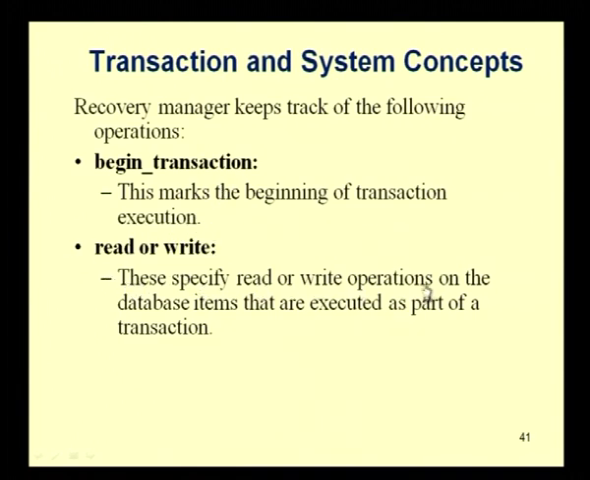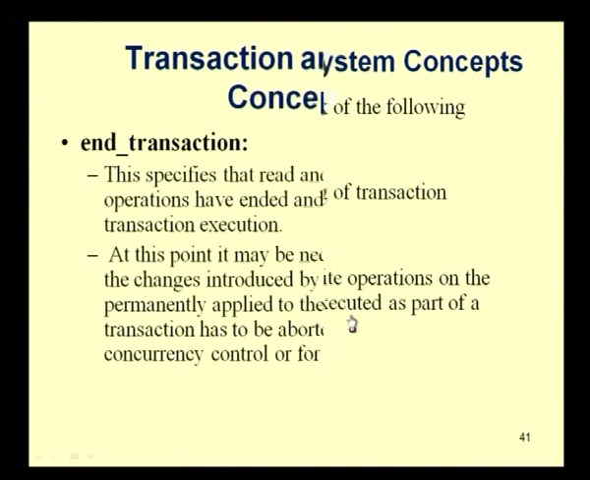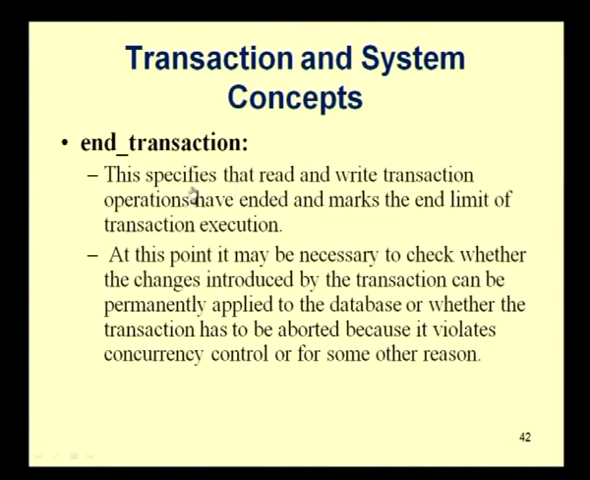These specify read or write operations on the database system that are executed as part of the transaction. And then you have end transaction. This specifies that read and write transaction operations have ended and marks the end limit of the transaction execution. At this point, it may be necessary to check whether the changes introduced by the transaction can be permanently applied to the database, or whether the transaction has to be aborted because it violates concurrency control.